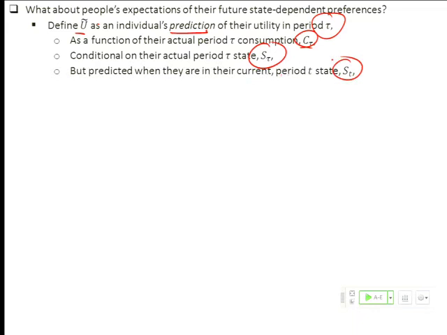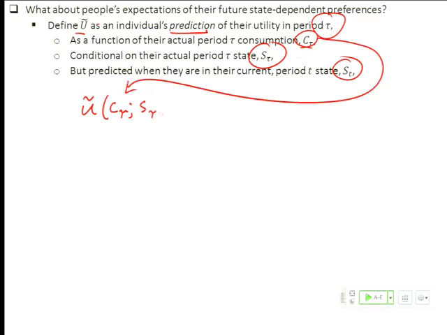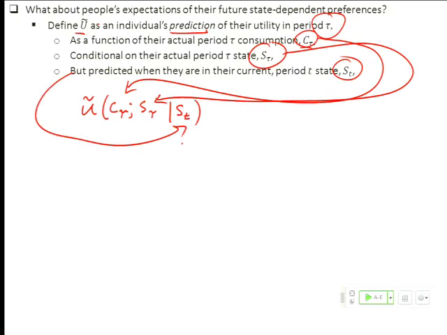So we have three different things here that go into this thing. So here's what u wiggle is going to look like. Okay, we're going to write down your prediction of your preference for consumption, right? Your utility for consumption condition in the future. This is period tau. So this is the utility you're going to get from your actual future consumption c tau. Okay, as a function of the state you're actually going to be in the future, period tau, but conditional on the state you're currently in now as well. Okay, that thing.